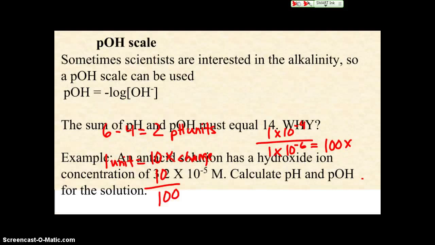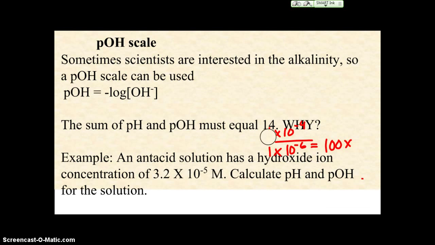Sometimes scientists are dealing a lot more with bases, or what we call alkalines, alkalinity. This is especially true with soil science and agriculture. They're a lot more interested in alkalinity. So they tend to use the pOH scale, and the pOH scale is set up the same way as pH, but now you use the negative log of your hydroxide ion. And the sum of your pH and pOH is going to have to equal 14, because you're taking the exponent of your hydrogen concentration and the exponent of your hydroxide concentration, and we know those two exponents have to add up to a negative 14, or 10 to the negative 14th.